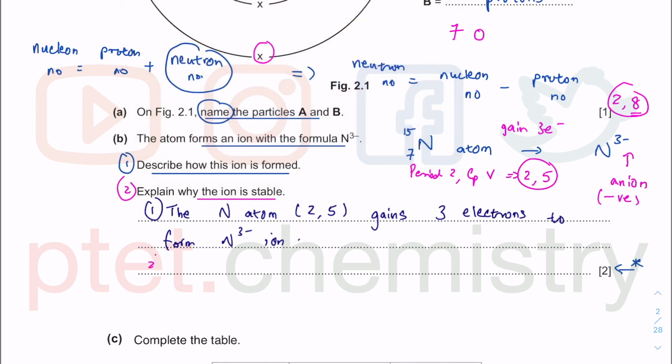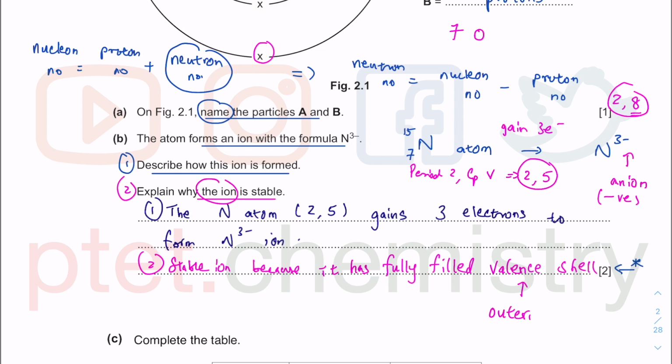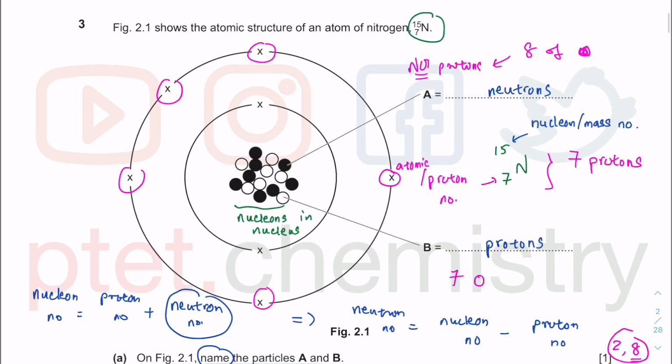On to the second bit, why this ion is stable. It is a stable ion because it has a fully filled valence shell. If you have never used this word valence, V-A-L-E-N-C-E, you can use the word outermost. They mean the exact same thing. Outermost refers to the one which is most outside. Valence refers to the one which is most outside.